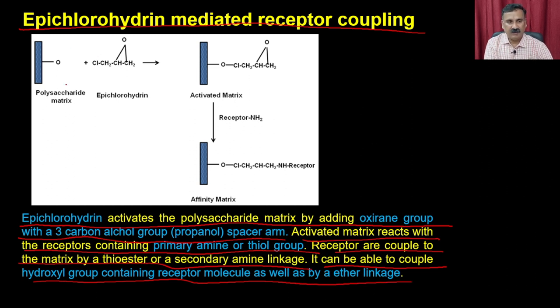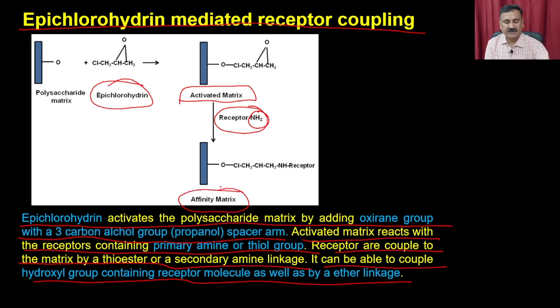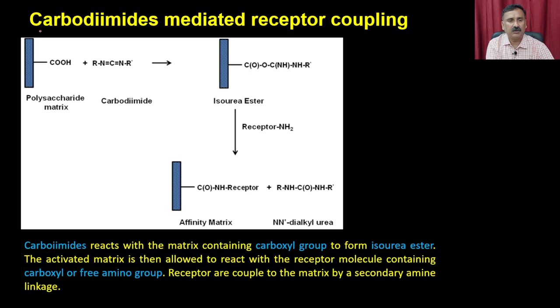So when you add epichlorohydrin to a polysaccharide matrix, it is going to form the activated matrix. On this activated matrix, when you add the receptor, which has a free amino group, it is going to get tagged, and that's how you have the affinity matrix. Then you can also use the carbamate mediated receptor coupling.